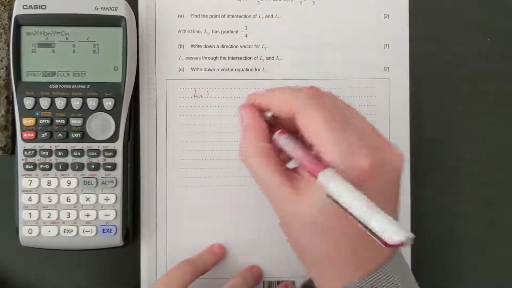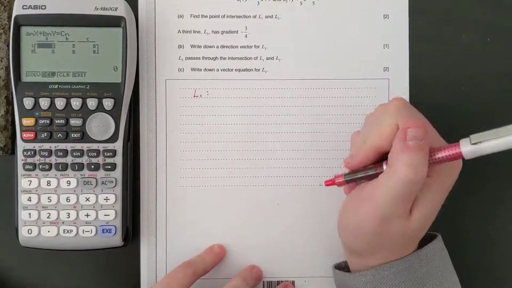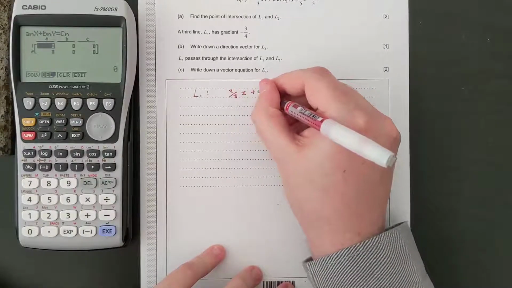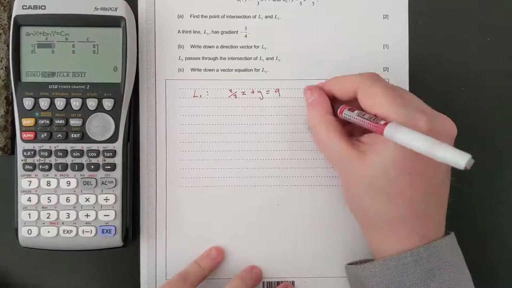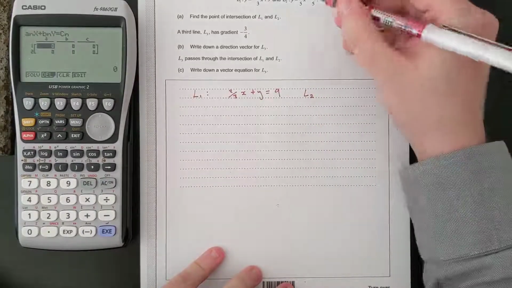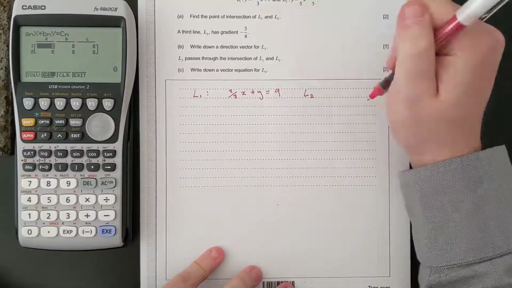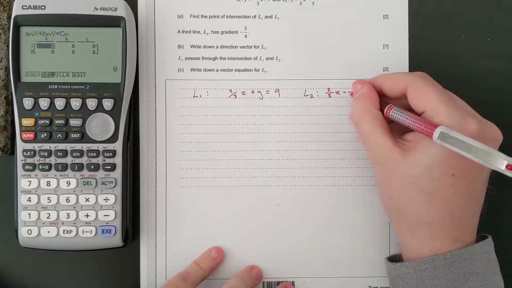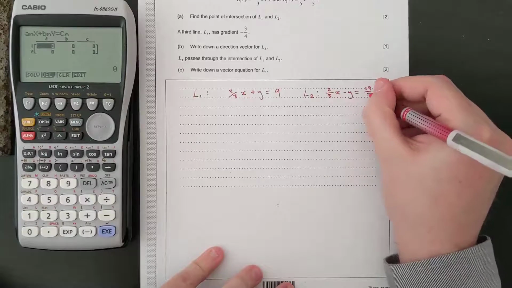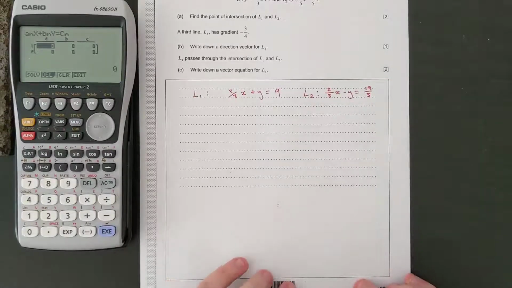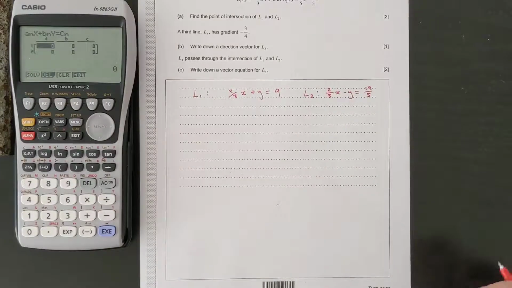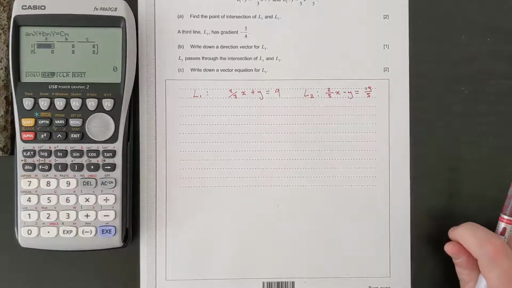So L1, I'm going to add 2/3 x to both sides. So I have 2/3 x plus y is equal to 9. And L2, I'm going to subtract y from both sides and add 19/5 to both sides. So 2/5 x minus y is equal to 19/5. I don't really like having negative symbols in my equation, but there are other ways to rearrange that. Minus 2/5 x plus y is equal to minus 19/5 is exactly the same equation.